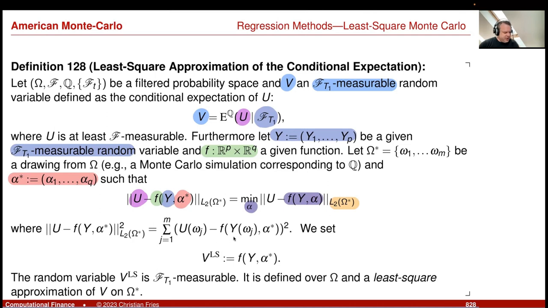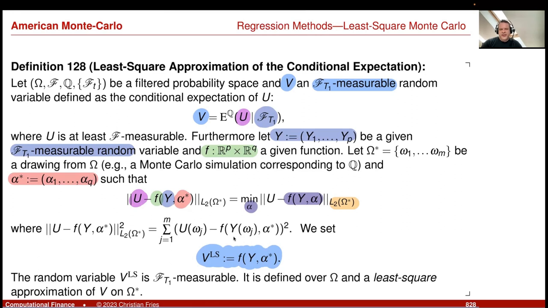Remark, since this is a function of random variables Y, where the random variables Y are F t1 measurable, I'm looking to approximate this with an F t1 measurable random variable. So this is the conditional expectation conditional on F t1. If I have found this minimizing alpha star, then I just call this guy my least square approximation of the random variable U, of the original conditional expectation. So I just call it now the least square approximation.